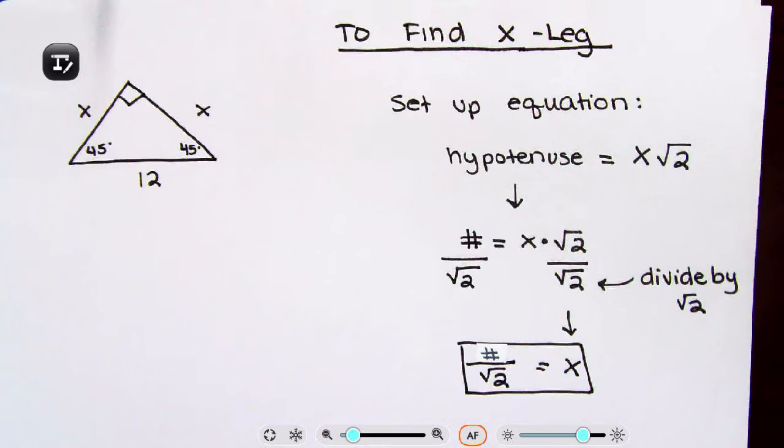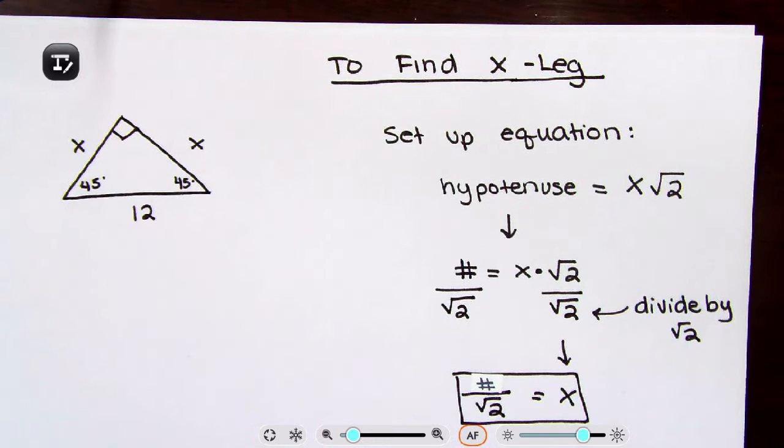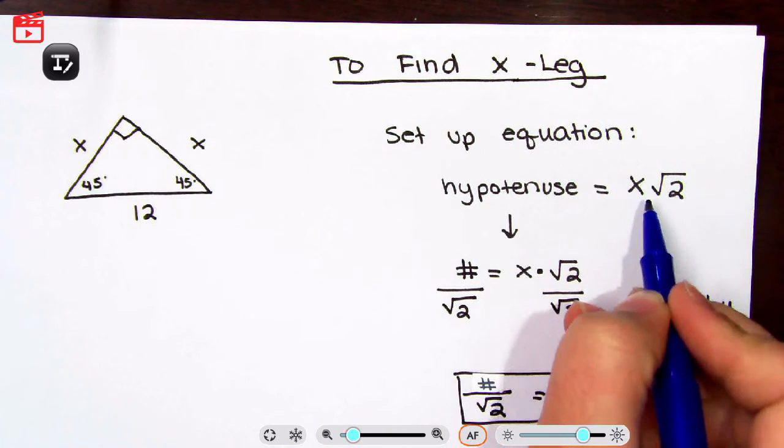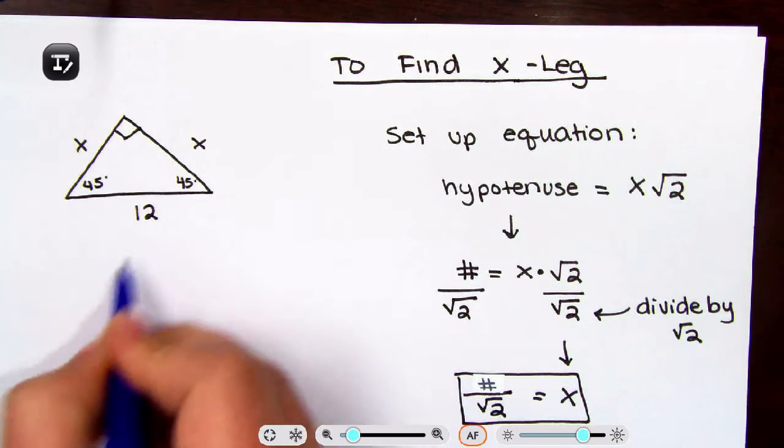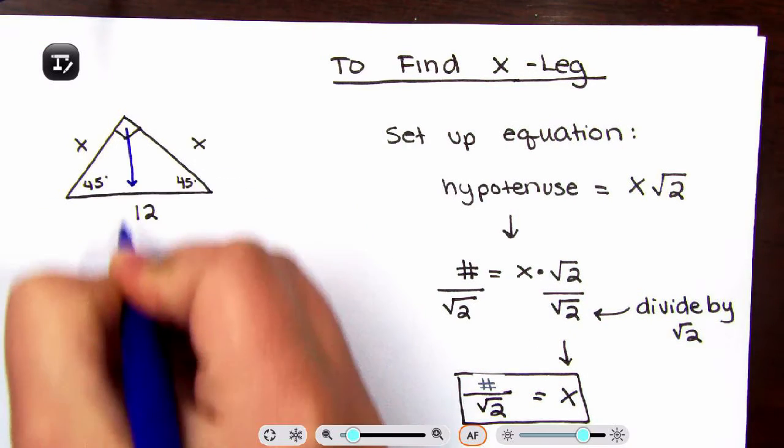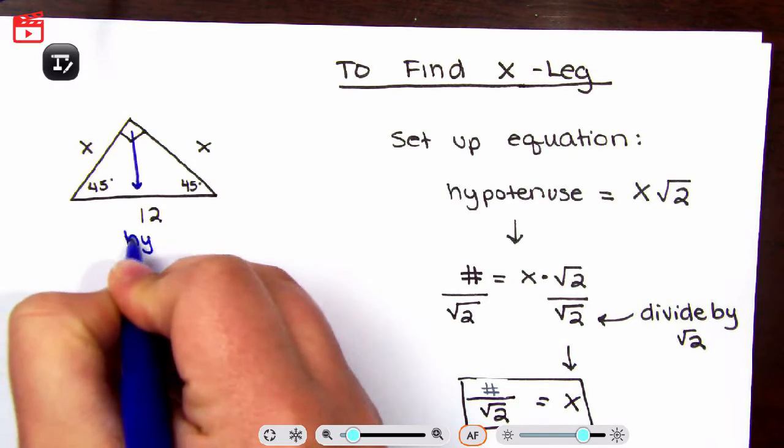All right. So to find the unknown leg measure, we're going to set up an equation. We're going to say the hypotenuse is equal to x root 2. The hypotenuse is always across from your right angle.